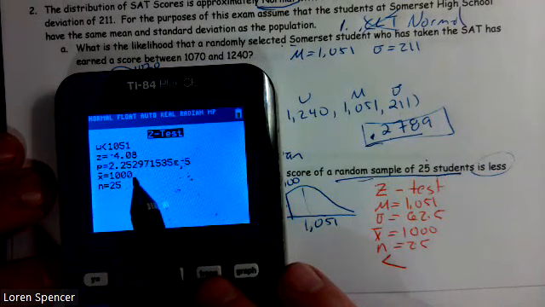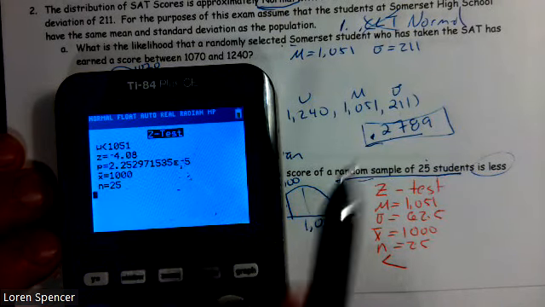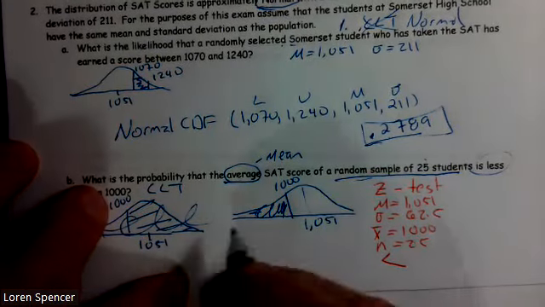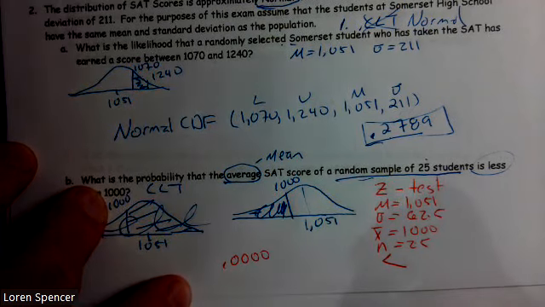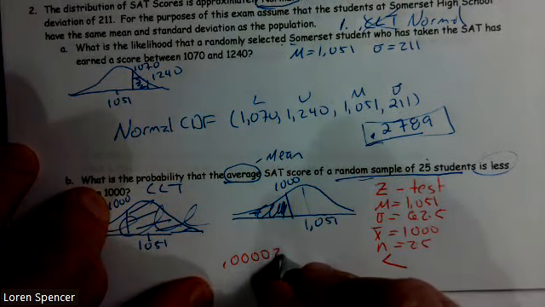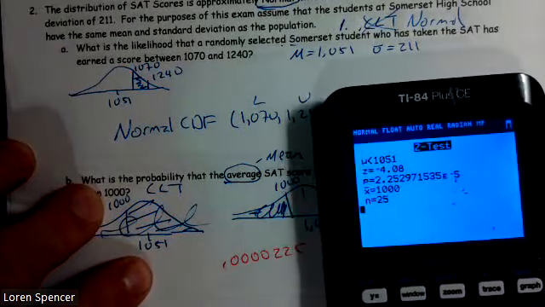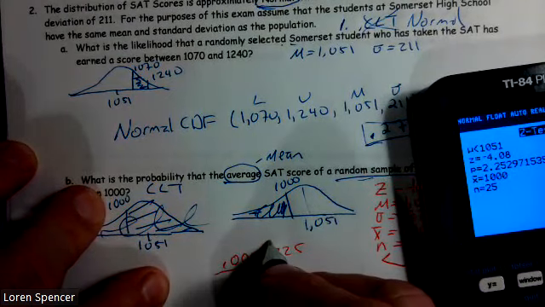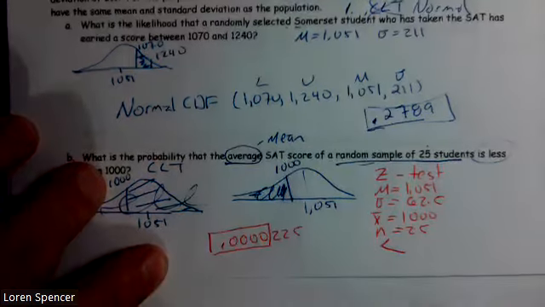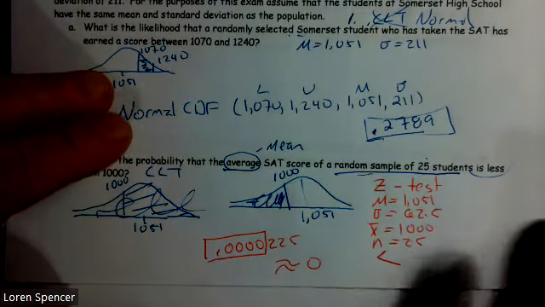And I end up getting a very, very small value. I end up getting a -5, which means it's 0.0000225. That's what that value means. Now, we only go 4 places. So in our case, we would say it's approximately 0. All right. Okay, continuing on.